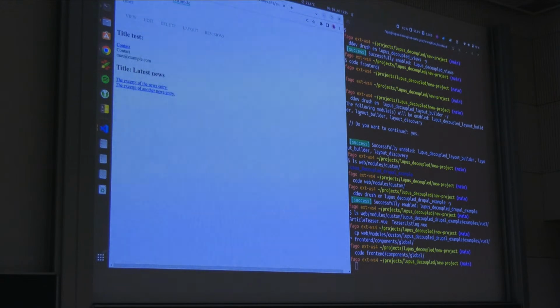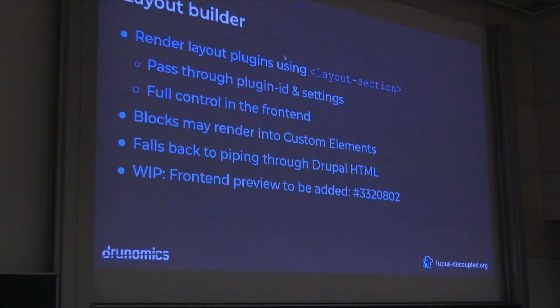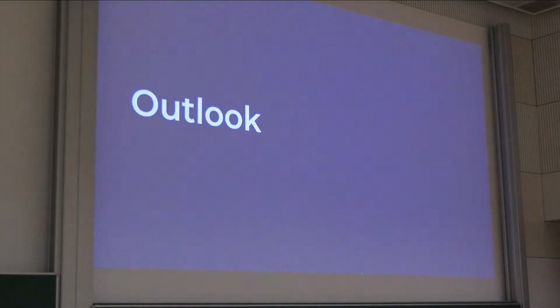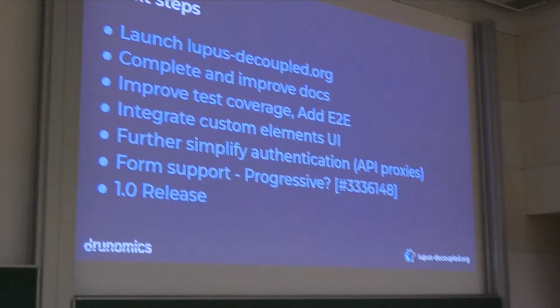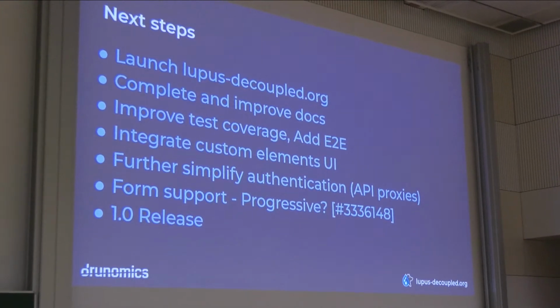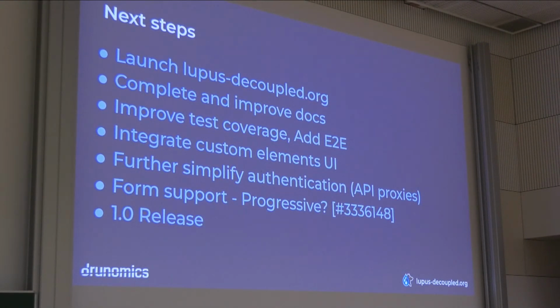Okay, so that's actually all the prepared examples that I have. So let's take a short look at the project state and the outlook. Next steps: first off, launch Lupus Decoupled Drupal. That step is actually done, it's online. It's a documentation site which you can use to find all the information about Lupus Decoupled. Its content is not 100% finished, I would say. There are some rough edges we are currently working on to complete.